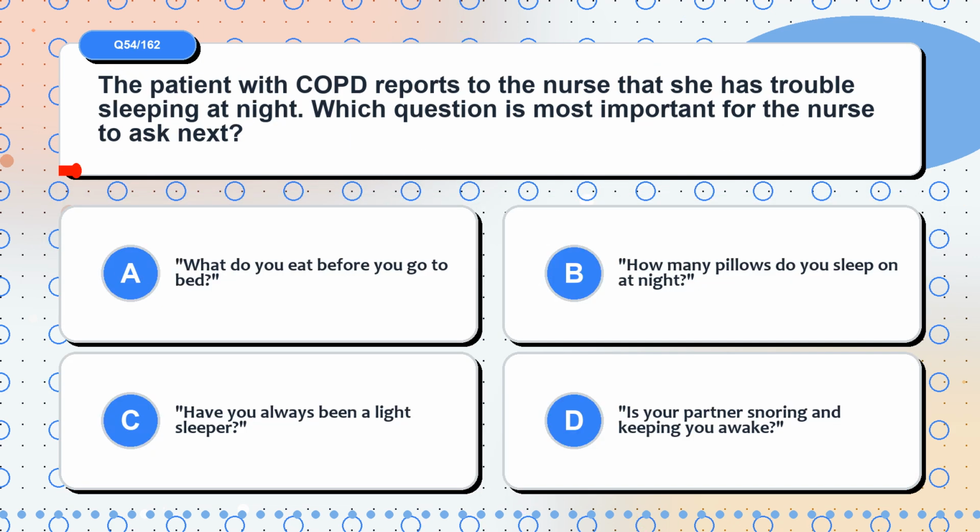Question 54. The patient with COPD reports to the nurse that she has trouble sleeping at night. Which question is most important for the nurse to ask next? Here are the options. Option A. What do you eat before you go to bed? Option B. How many pillows do you sleep on at night? Option C. Have you always been a light sleeper? Option D. Is your partner snoring and keeping you awake?